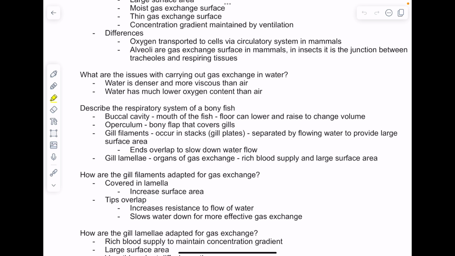And the last thing I want to point out is, why is efficient gas exchange so important for the fish? It's due to the properties of water. Water is denser and more viscous than air, and water has a much lower oxygen content than air.